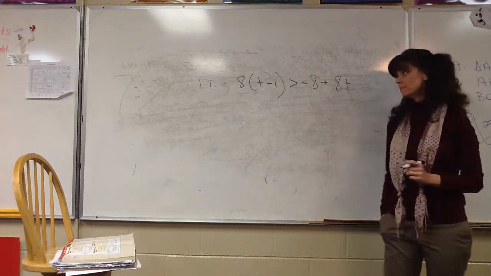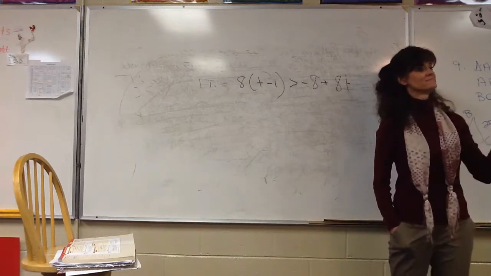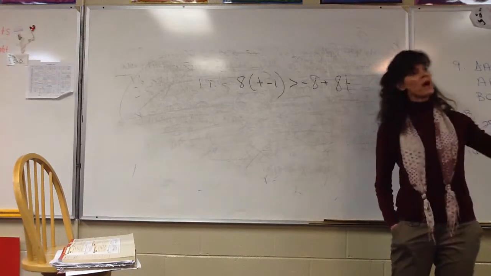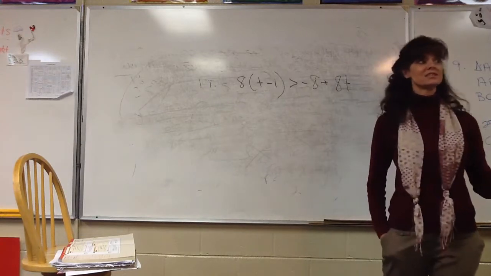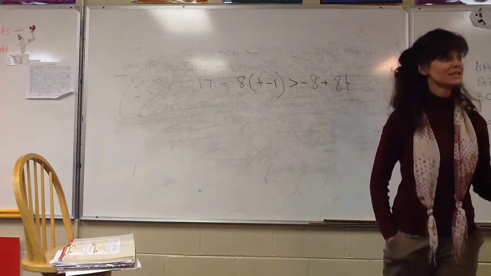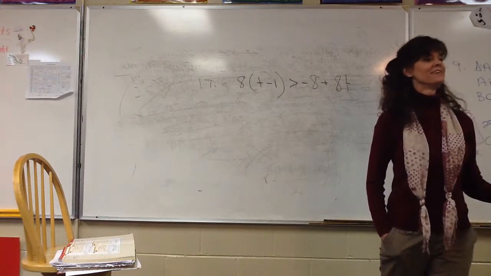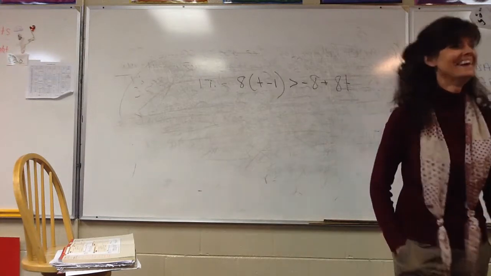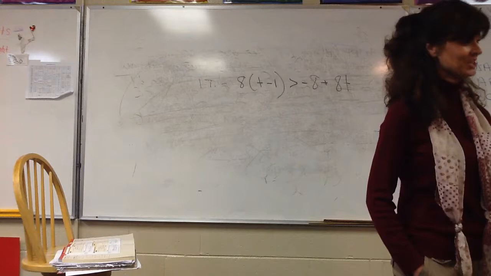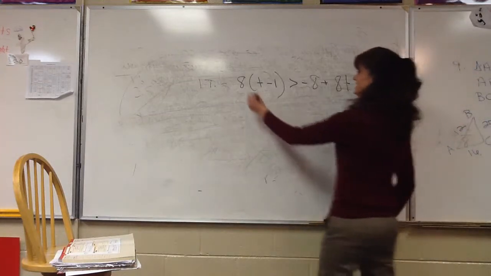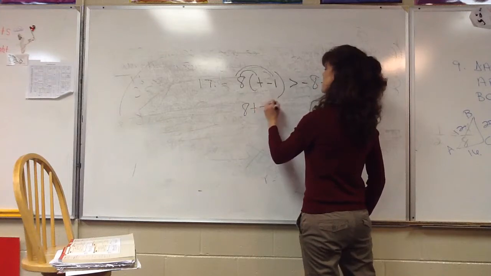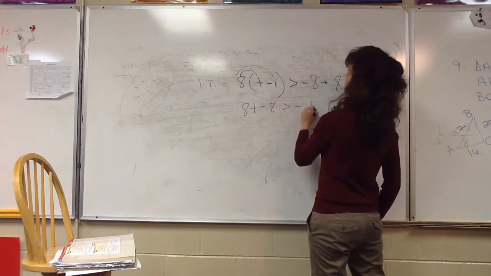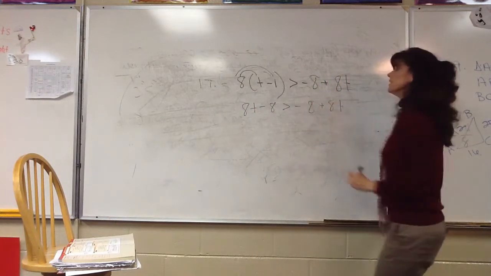Multiply what? 8 and the parentheses. So what do we call that? Starts with a D. Distribution. Okay, distribution. So now we're gonna multiply 8 times t, which is 8t, minus 8 is greater than negative 8 plus 8t.